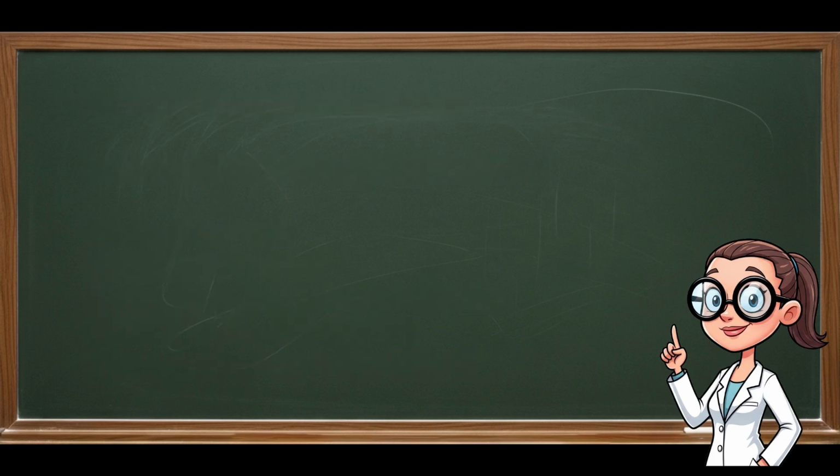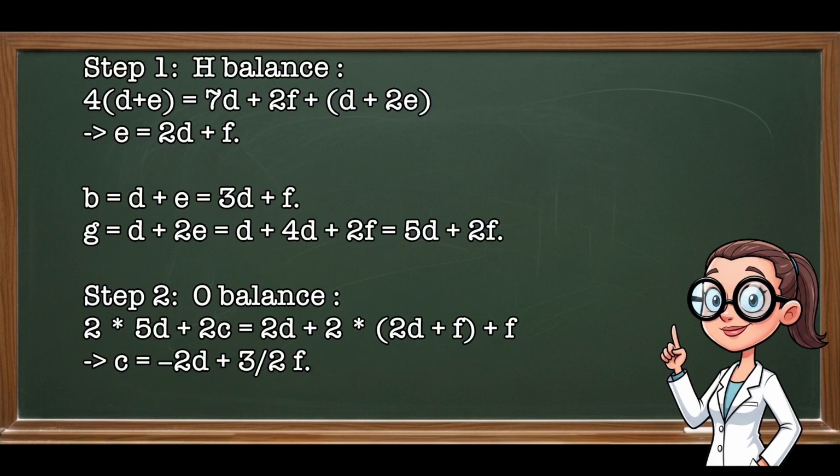Now work it through. Step 1. Use H-balance. 4 times (D plus E) equals 7D plus 2F plus D plus 2E, which simplifies to E equals 2D plus F. Then B equals D plus E equals 3D plus F, and G equals D plus 2E equals D plus 4D plus 2F equals 5D plus 2F.